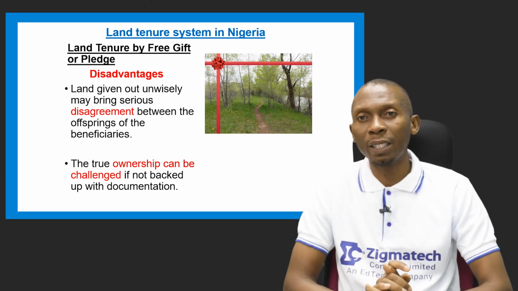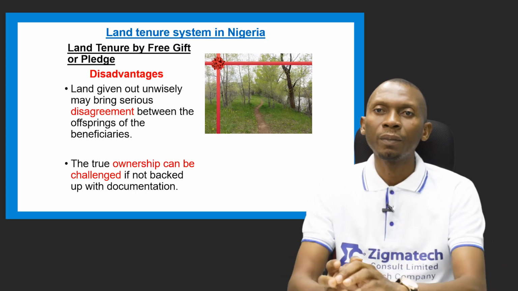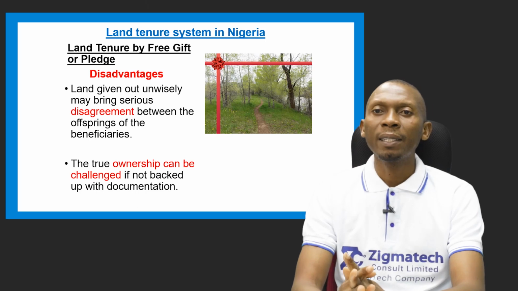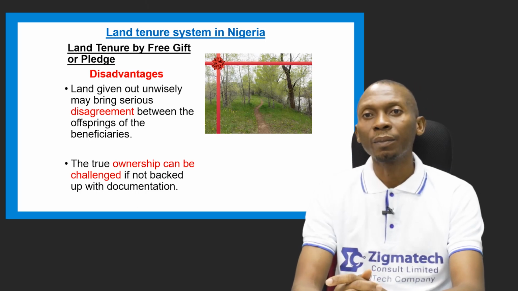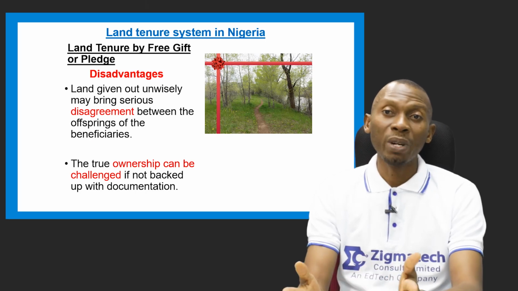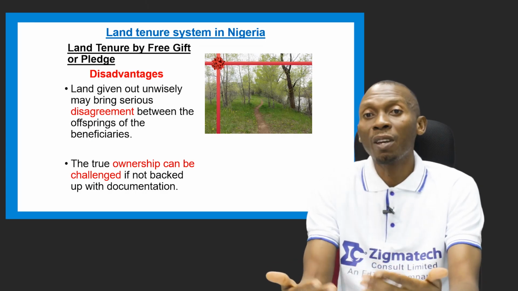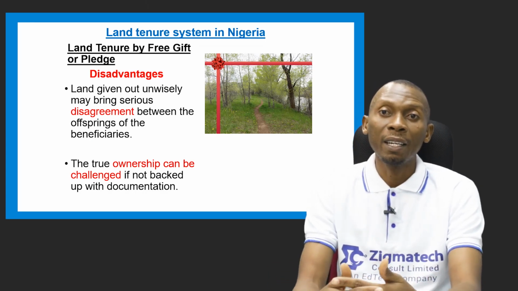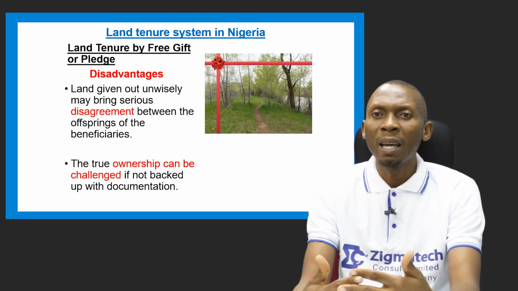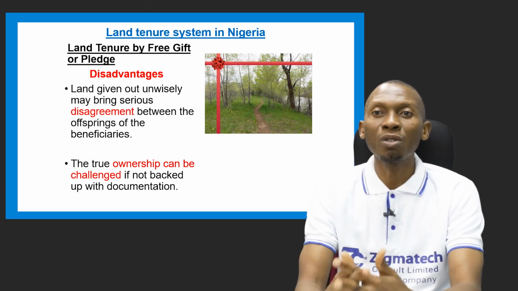It also has its disadvantages. Let's take a look at the disadvantages of the land tenure by free gift or pledge. Now in this case, if the land is given out unwisely, it could bring about some disagreement between the offspring, the offspring of the initial owner of the land who gave it out as a gift. The children may not be happy with that decision if it was done unwisely.